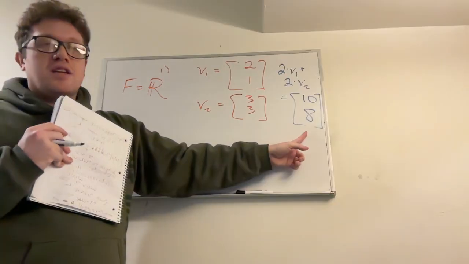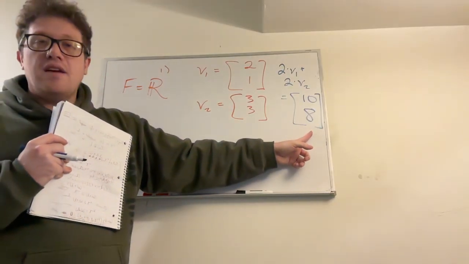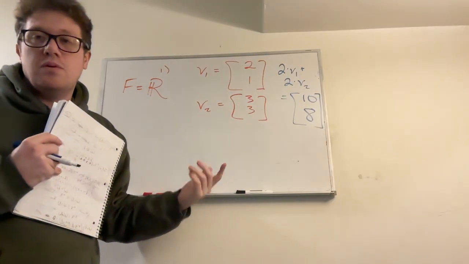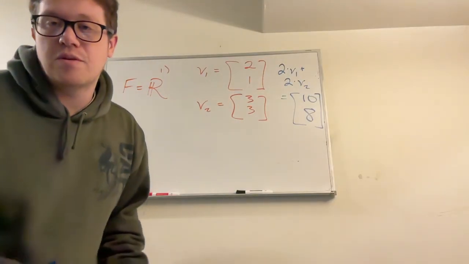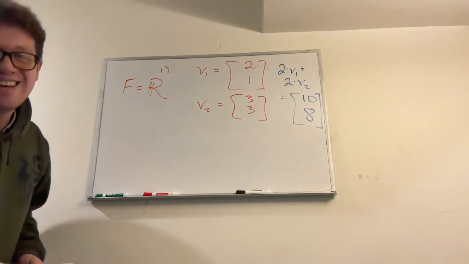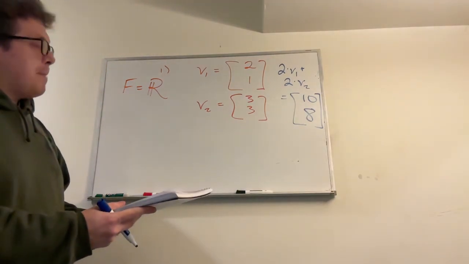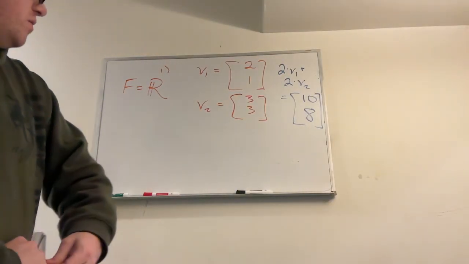So considering I just wrote down the definition of span, we could say that this vector (10, 8) is in the span of v1 and v2. That would be some linear algebra terminology. Okay, so this is one example for the real case.